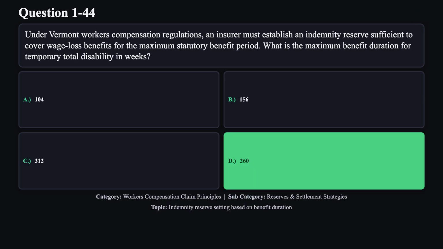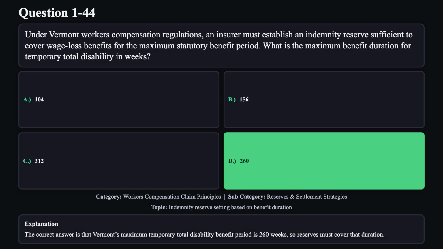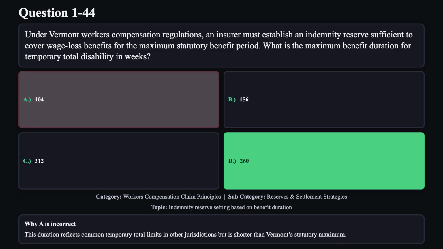The correct answer is D. The correct answer is that Vermont's maximum temporary total disability benefit period is 260 weeks, so reserves must cover that duration. Reason A is not correct. This duration reflects common temporary total limits in other jurisdictions, but is shorter than Vermont's statutory maximum.